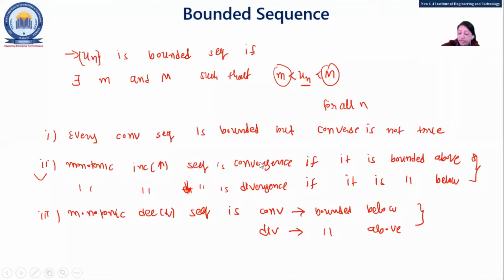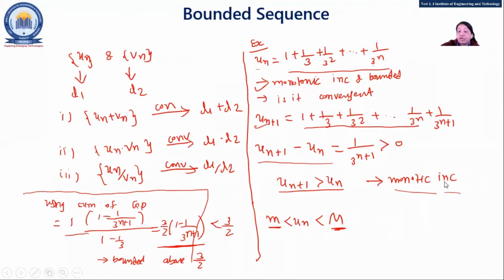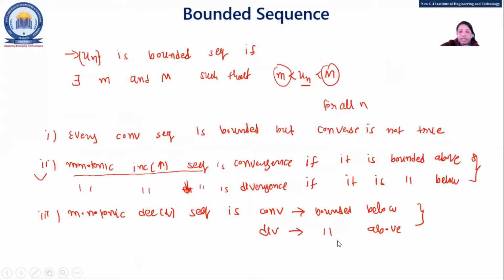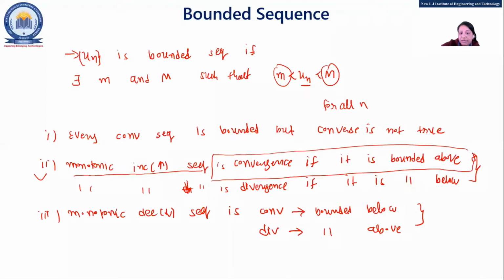We have a monotonic increasing sequence. Now if you want to say that it is convergent, what you need to prove is that it is bounded above. This is the statement, and it will be clear with this example: a sequence which is monotonic increasing is convergent if it is bounded above. In that way you can solve the example.